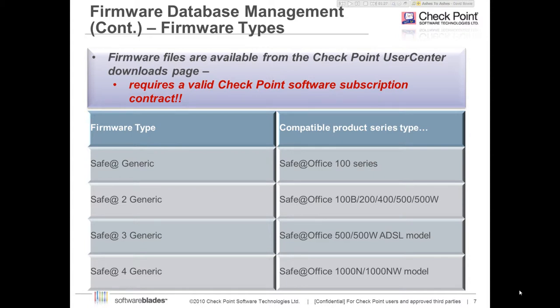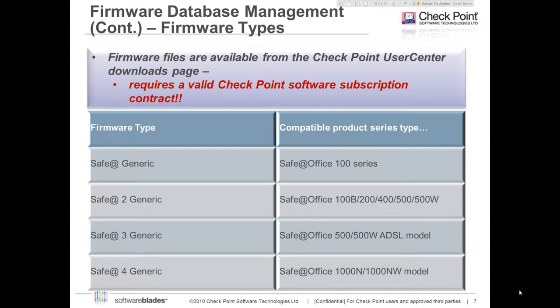The firmware types. There are at least 4 firmware types that are different for each appliance needed to be upgraded. For example, there are 4 generations of appliances, from the 100 series to the 100B, 200, 400, and 500 series. There are the DSL models, and there is the 1000N, each with its own generation or generic, generation 1, 2, 3, and 4.